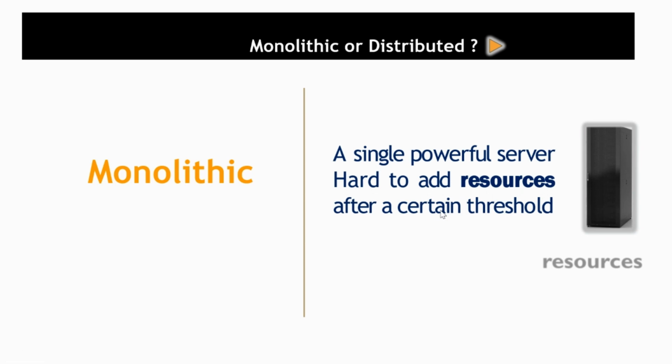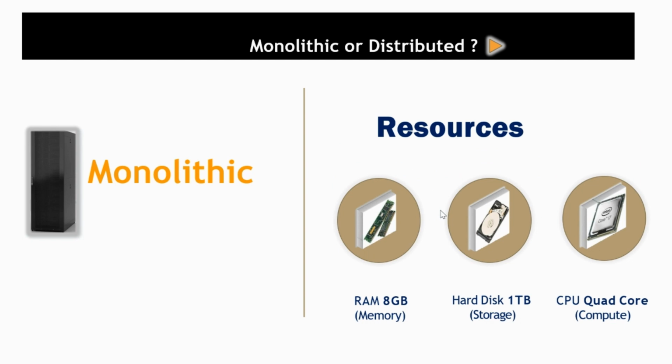Now, what are the resources? RAM is a resource. So how much RAM will you include here? This is also a limit. Hard disk, 1 TB storage. CPU, quad core compute. How many CPUs can we add? Only one CPU or two? 300 CPUs cannot be added. 300 processors cannot be added in one server.